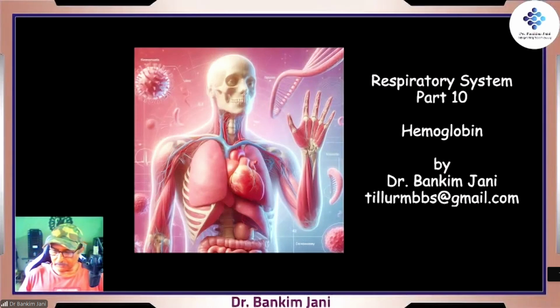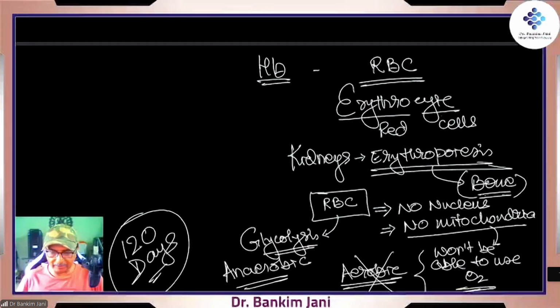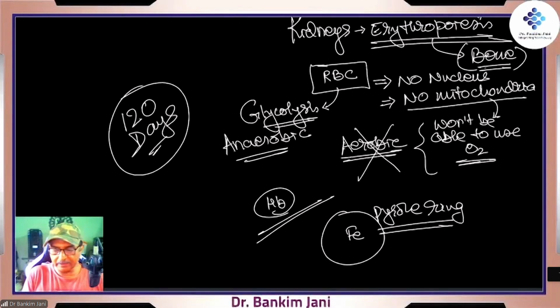Okay. So starting with hemoglobin, what we learned last time was that hemoglobin is present in the RBC, which is also called the erythrocyte. The kidneys release an enzyme, and that leads to erythropoiesis, affecting the bones, in fact the bone marrow. In the RBC, there is no nucleus, no mitochondria.